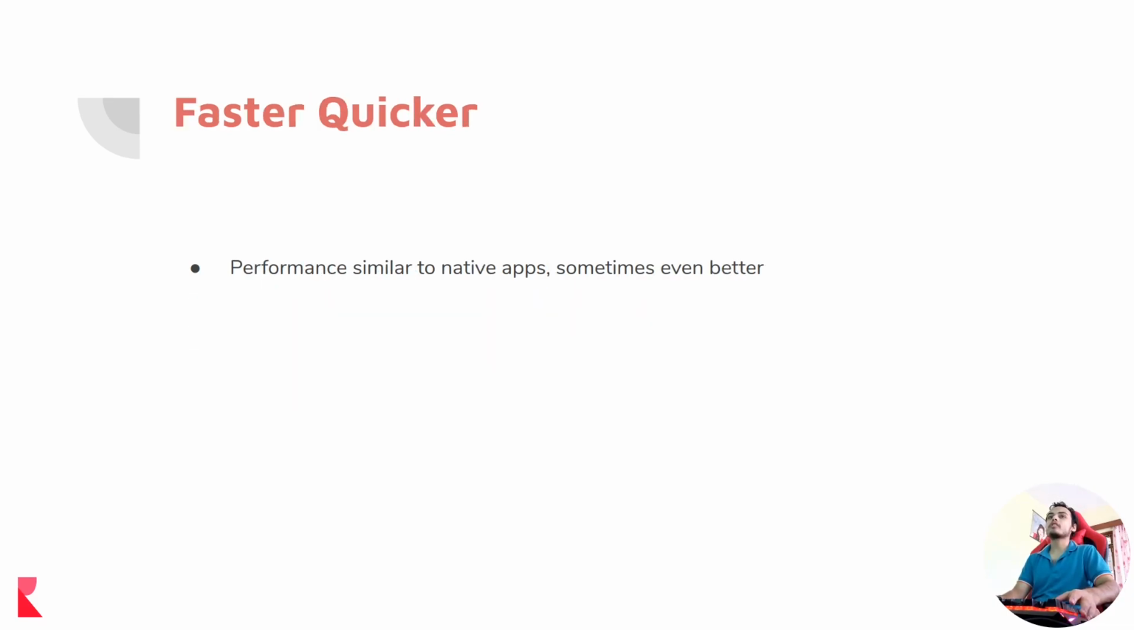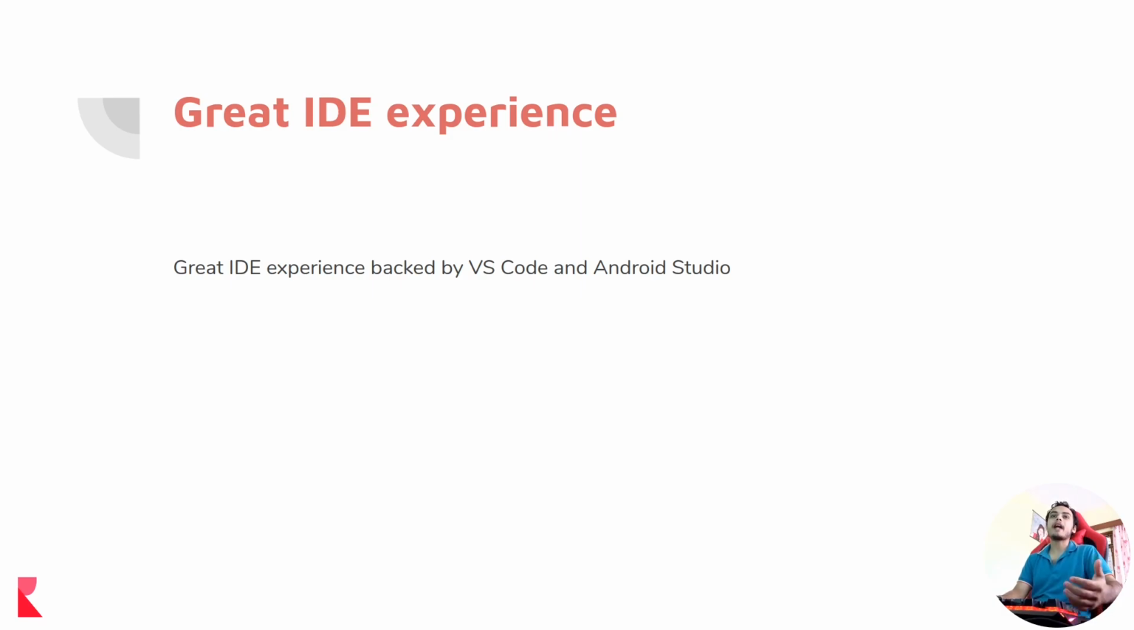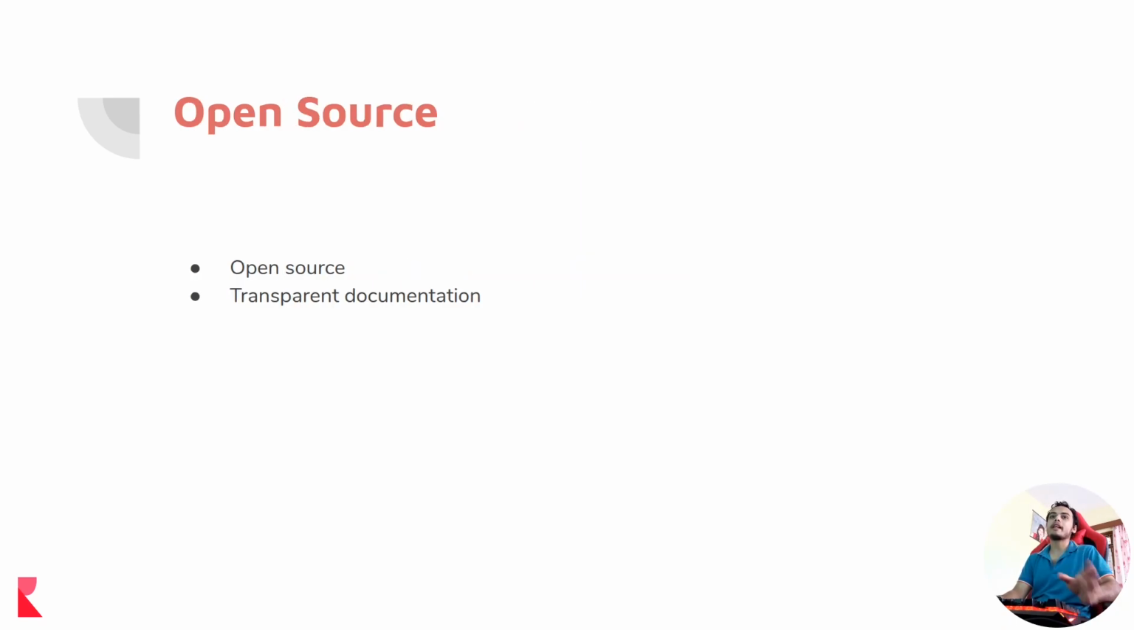Next is faster and quicker. So not only is development faster and quicker, but also the performance is almost near to the native apps or sometimes even better than the native apps. So Flutter has been boasting from the beginning that it provides 60 fps rendering. That means 60 frames per second. It can render up to 60 frames per second. And backed by Android Studio and VS Code, two of the most popular open source IDEs in the market, a great IDE experience is provided for Flutter with awesome snippets, IntelliSense, code suggestions, and everything with a debugger tool inbuilt. So we have great tools and IDE experience.